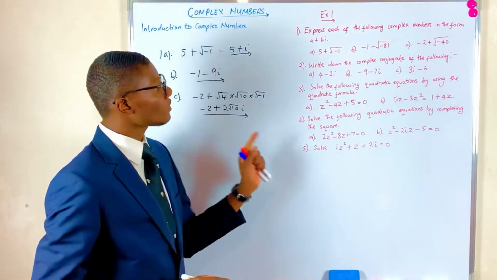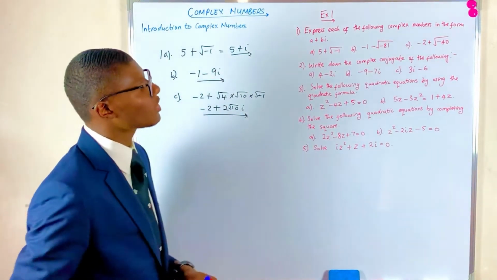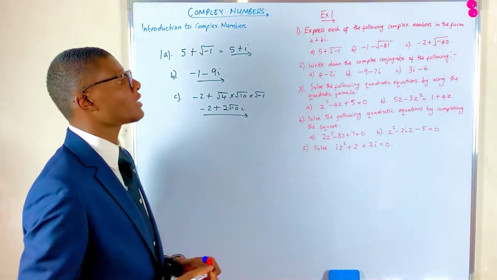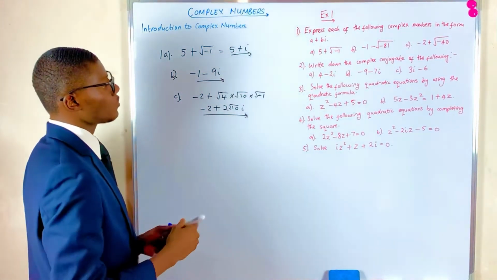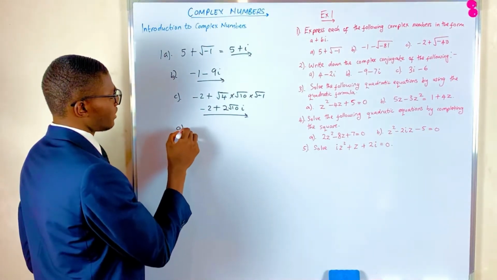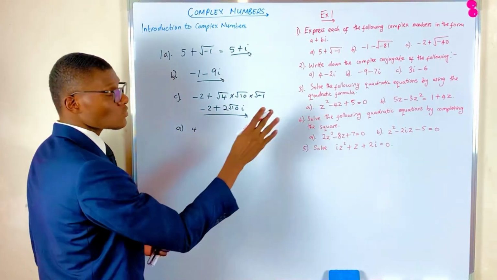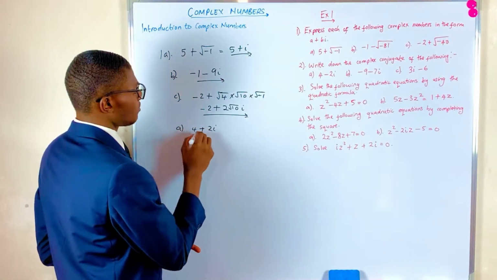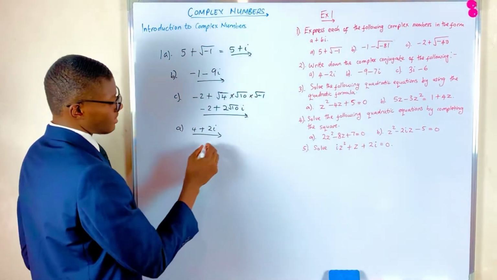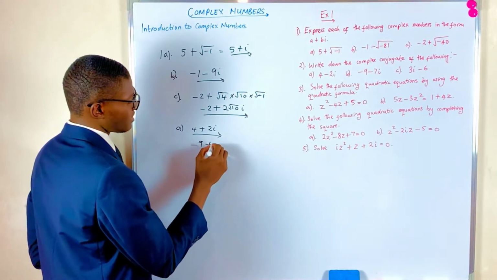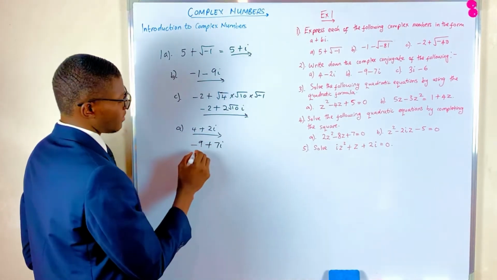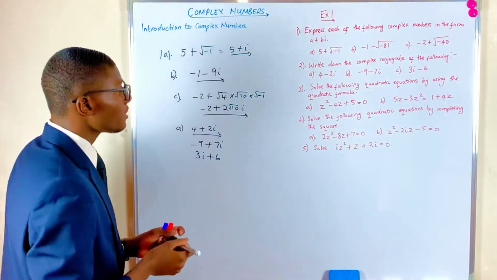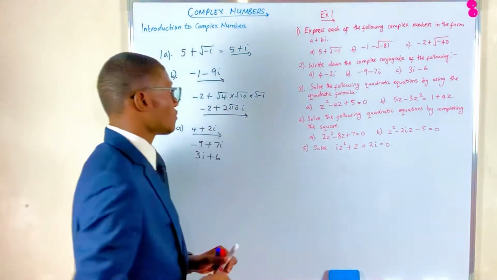Then number 2 says write down the complex conjugate of the following. So we've got 4 plus 2i, so sorry, 4 minus 2i. There we're just introducing a plus, such that it's 4 plus 2i. Then for the second one, it will be minus 9 plus 7i. And for the third one, it will be 3i plus 6. So these are the complex conjugates for each of those.